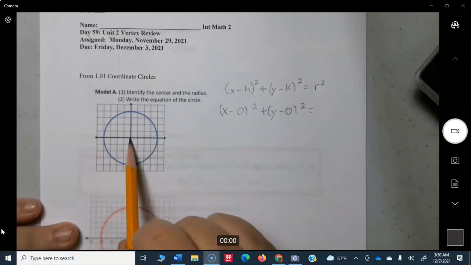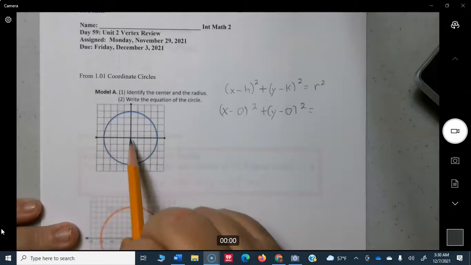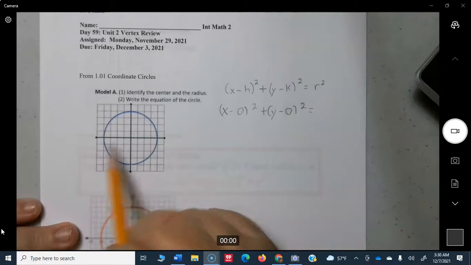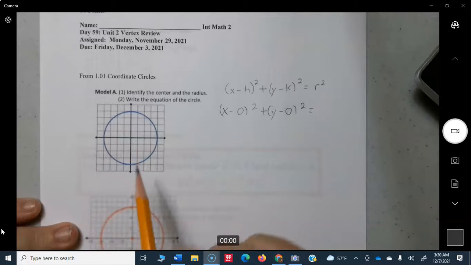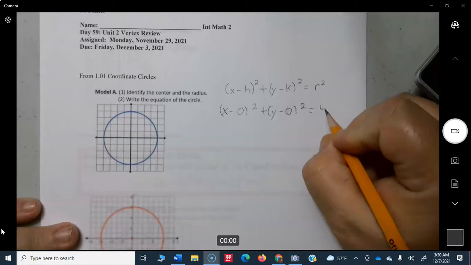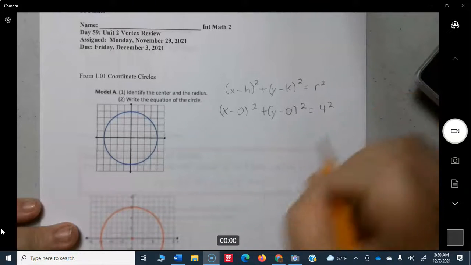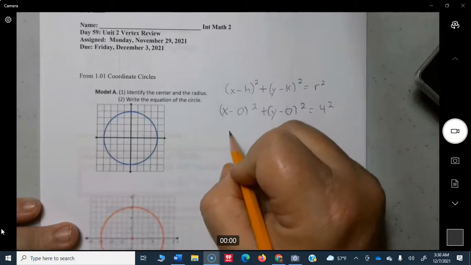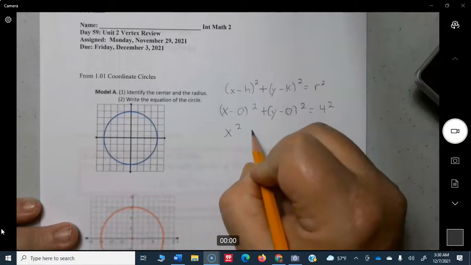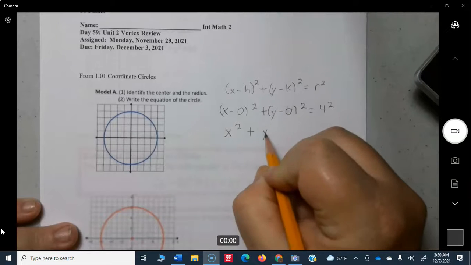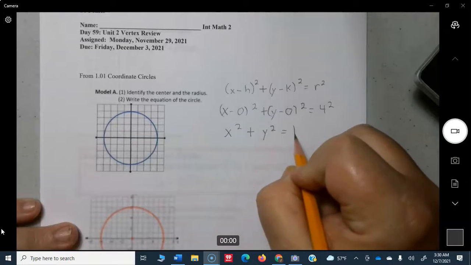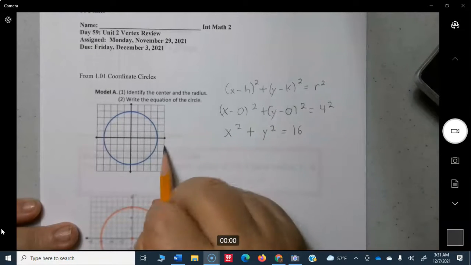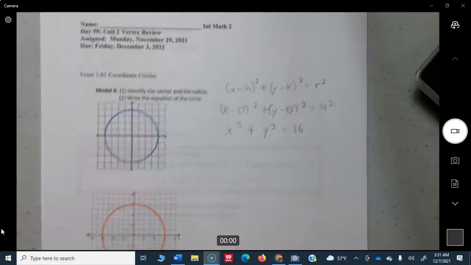and now the radius here, you just count in any direction, 1, 2, 3, 4, 1, 2, 3, 4. You can see it's going to be the same in any direction. So that's going to be 4 squared. Therefore, the final form of this equation would be x minus 0 is just x, so it's x squared plus y squared equals 16. That's the equation for this circle right here.